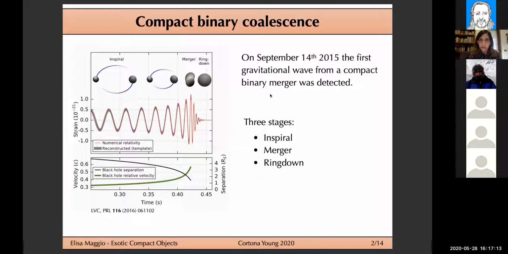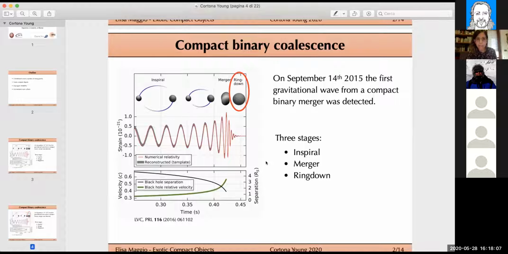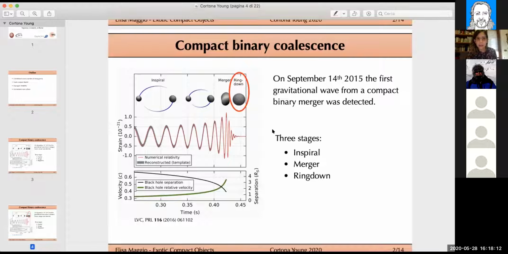I'm not able to move. Okay. And I'm particularly interested in this final stage because I want to understand the nature of the compact remnant. I have some issues moving the slide. I don't know why. Okay, sorry. So, do you see the screen now? Now, yes. Maybe I will do it like this. Okay.